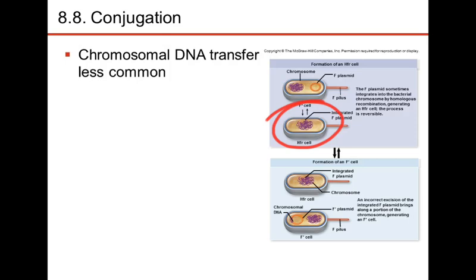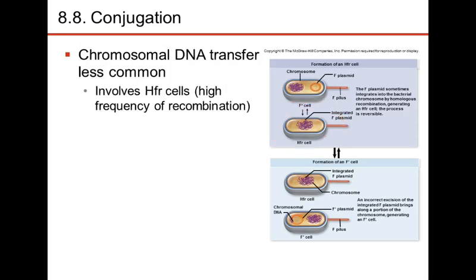And these are called Hfr cells. It stands for high frequency recombination because they move parts of the chromosome, and what they saw was that you could get recombination between two strains by moving parts of the chromosome.